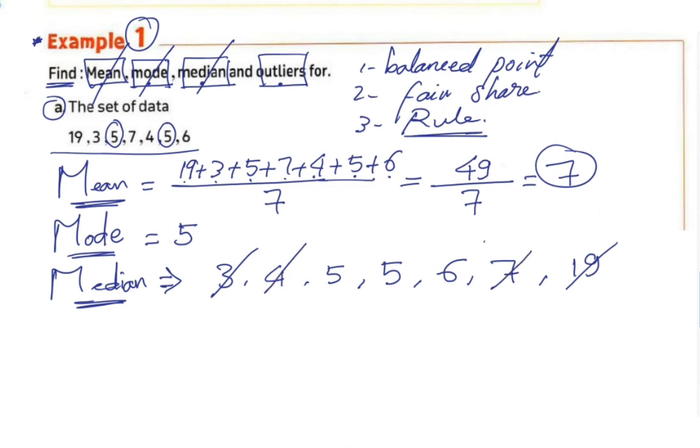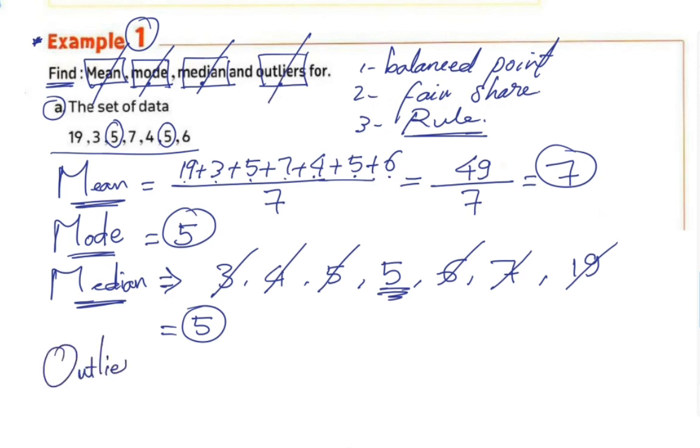The same. Now you find the value of the median is 5. So the mean is 7, the mode is 5, the median is 5. Now the last concept we need to find is the outlier. To find the outlier, look at these values: 19, 3, 5, 7, 4, 5, 6.